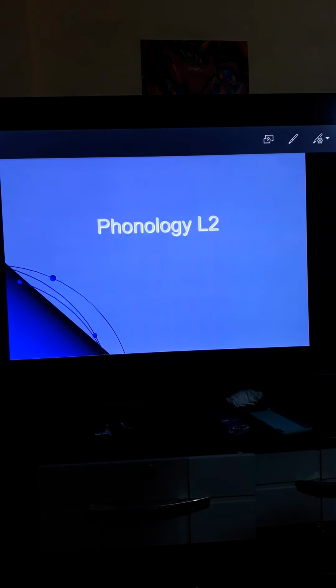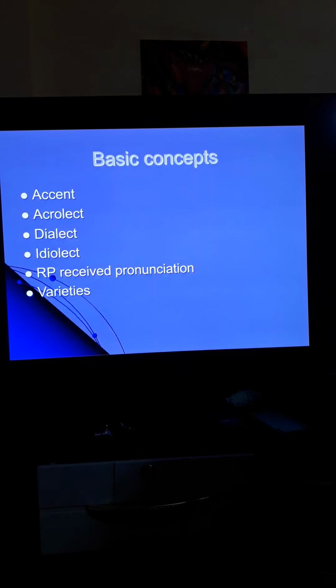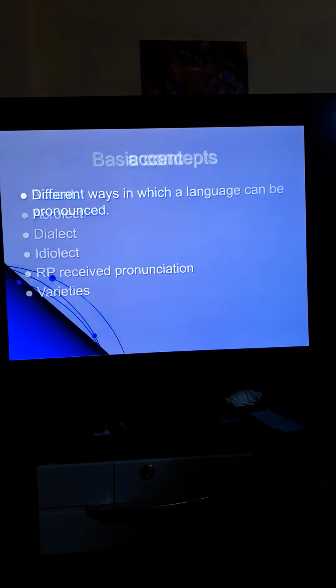Phonology. First of all, we're going to talk about basic concepts: accent, acrolect, dialect, idiolect, received pronunciation, varieties. No, first of all, we're going to talk about accent.